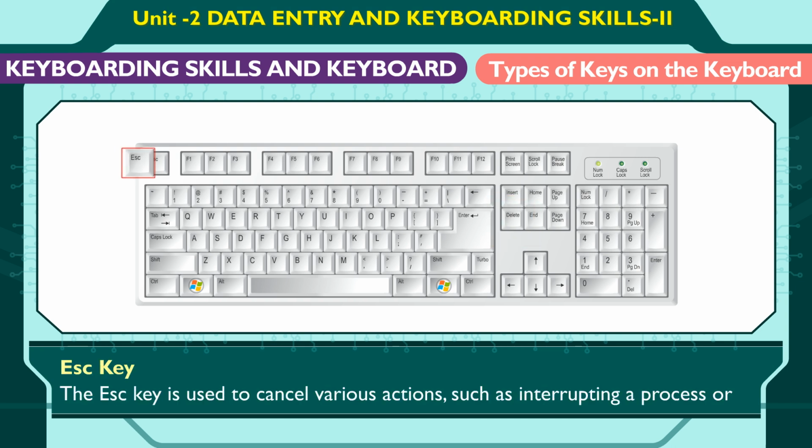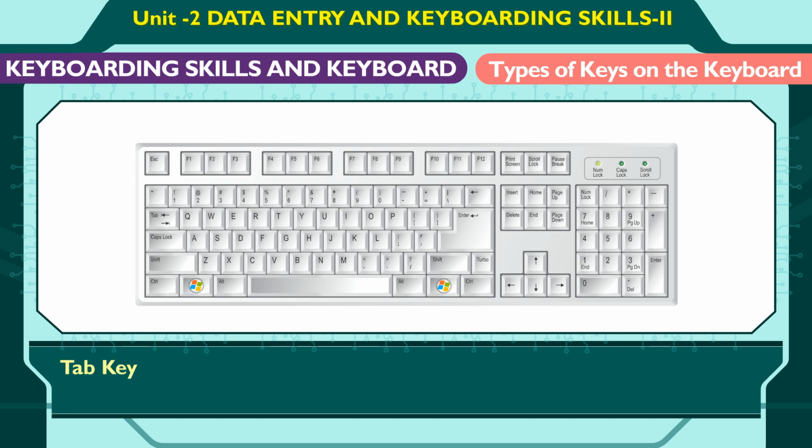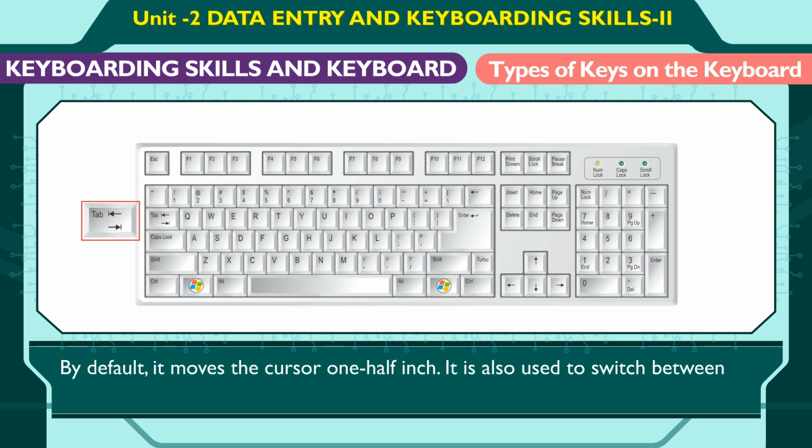ESC key. The ESC key is used to cancel various actions such as interrupting a process or closing a program. It is located at the top left corner of the keyboard. Tab key. The tab key is used to give more than one space in one go. By default, it moves the cursor 1/2 inch. It is also used to switch between different running program windows.